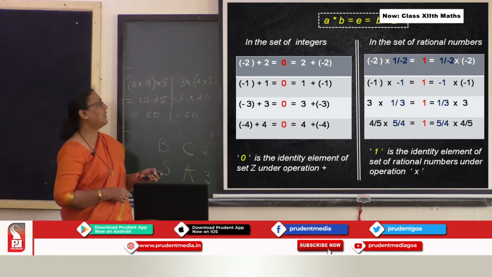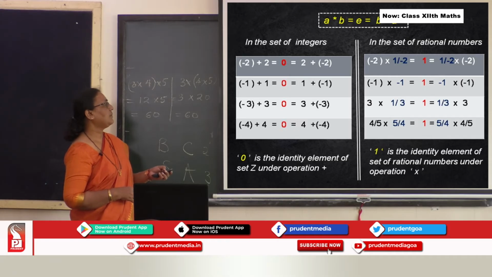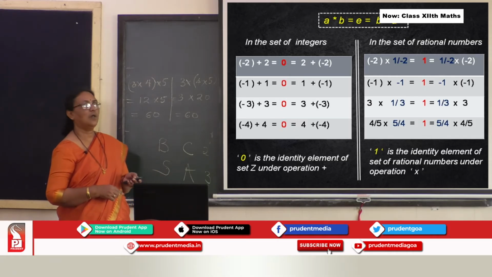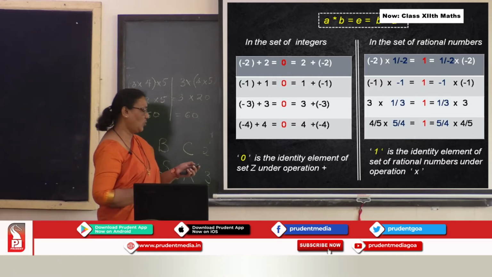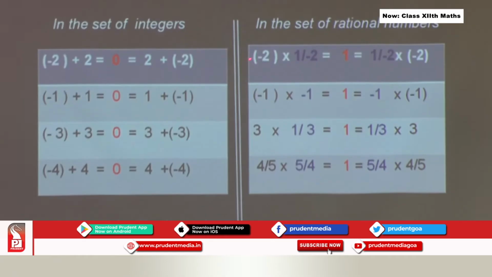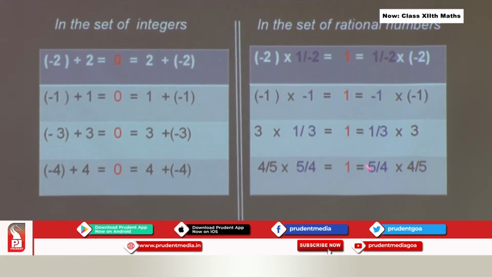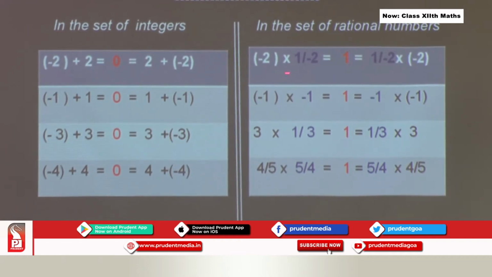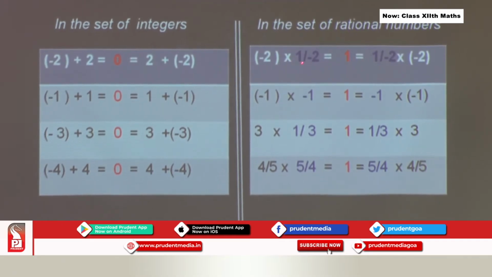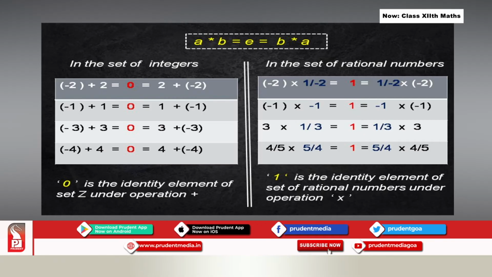One more example I will give you all. See here, in the set of rational numbers, you take all the rational numbers, and 1 is the identity element of this set under the operation multiplication. Now see, minus 2 into minus 1 by 2 you are getting 1, minus 1 and minus 1 is 1, 3 and 1 by 3 when you multiply you are getting the answer 1, 4 by 5 multiplied by 5 by 4, the answer is 1.